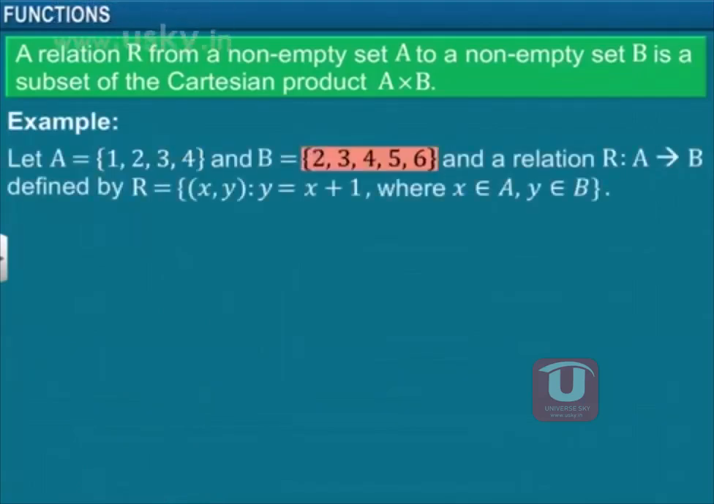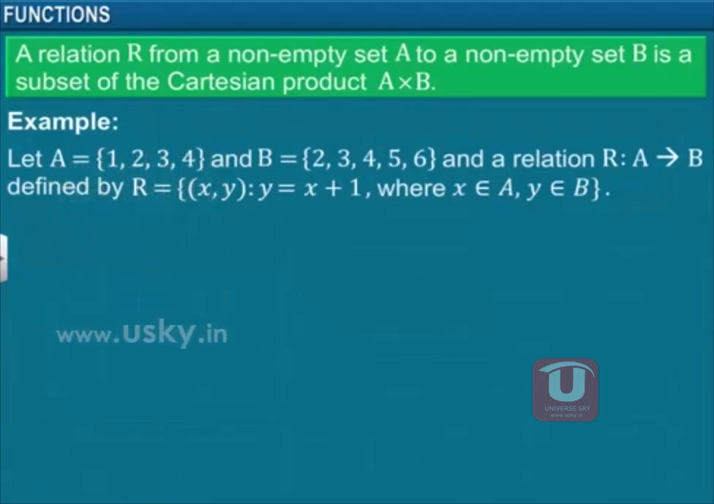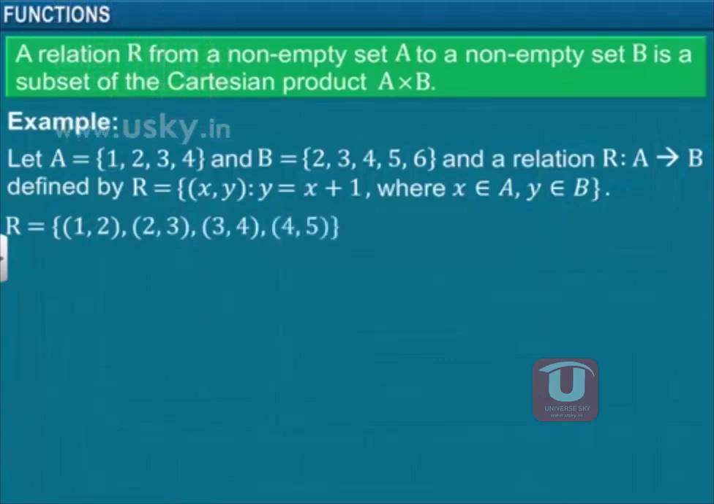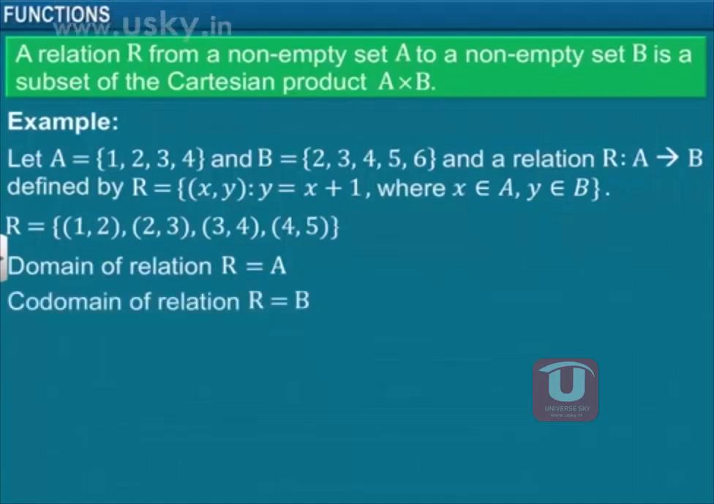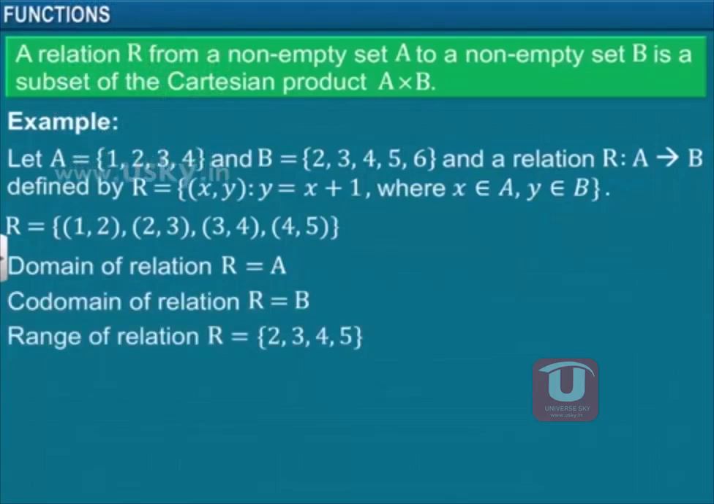Let A and B be two sets as shown, and let R be a relation from set A to set B defined by the set of ordered pairs (x, y), such that y is equal to x plus 1. It implies that R is a set having ordered pairs (1, 2), (2, 3), (3, 4), (4, 5), which is a subset of the Cartesian product of A and B. The domain of the relation R is A. The codomain of the relation is B. And the range of the relation is a set with the elements 2, 3, 4, and 5. Also notice that the range is always a subset of the codomain.